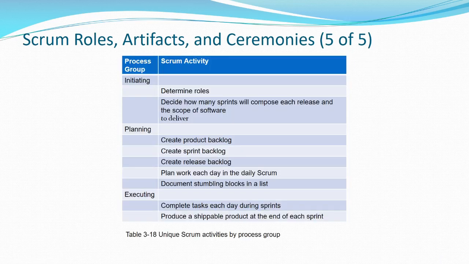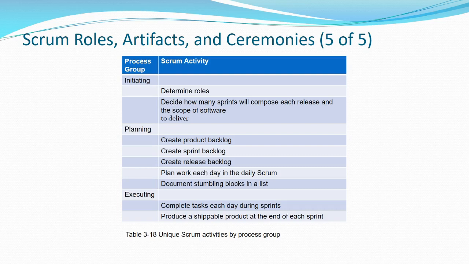So in terms of the Scrum roles, artifacts, and ceremonies, and how these fit into traditional project groups. In the initiating phase, if you're doing Scrum, you're going to determine who's doing what and how many sprints it's going to take to deliver a particular product or service. During the planning part of a Scrum, you're going to create all the items we just talked about, as well as what we refer to as a release backlog. That means what we've actually accomplished.